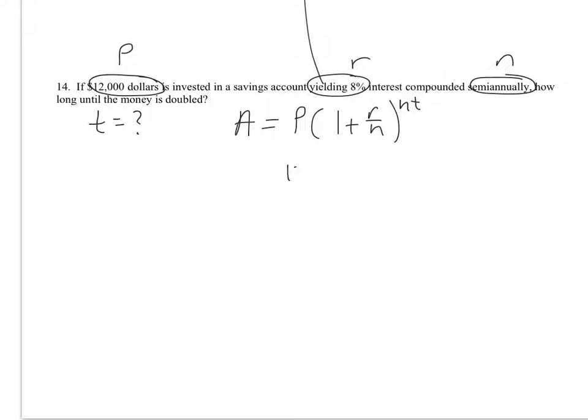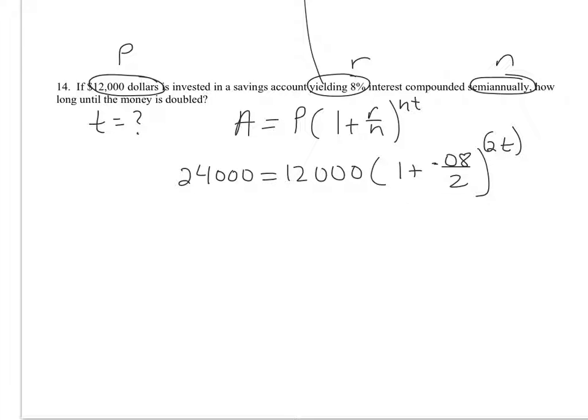So if we look at our formula, A equals P times (1 plus R over N) to the NT. Well, we start with 12,000. We have 1 plus 0.08, semi-annually would be twice, so it would be divided by 2 for N. And then T we don't know, so I'll put T there. And we want this money to double, so we want this to equal 24,000. So we want the amount in the account to be 24,000. So this is the equation we must solve. So this is obviously going to be one of the ones where we're going to go backwards and use our logarithms.